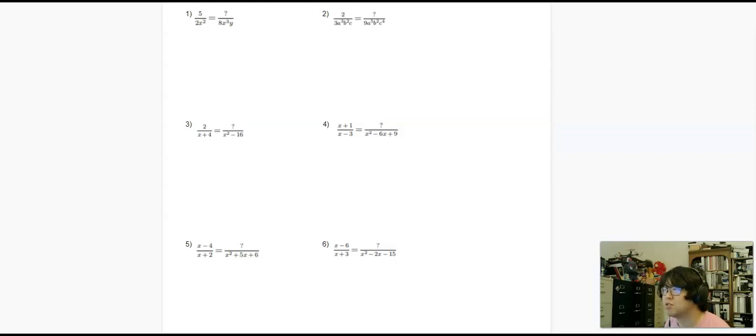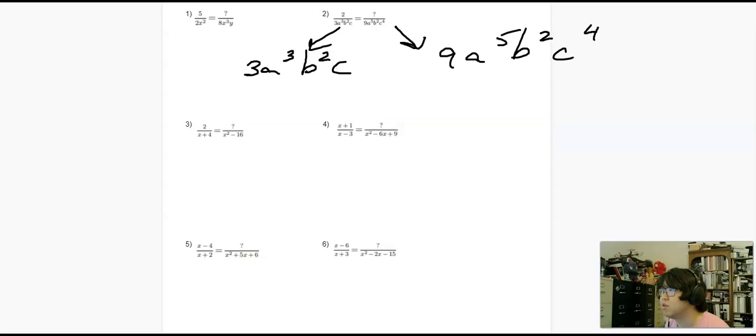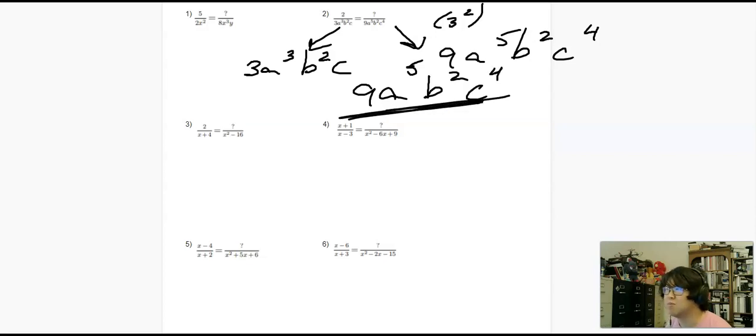So first things first, I need to find out my common multiple. Here's 3a cubed, b squared, and c. Here's 9a^5, b squared, c^4. Now, when I figure out what the factors are, 9 is actually just 3 squared. There's 2 3's in there. And then I've got 3, 2, 1, 5, 2, 4. So when I take a look at which has the higher number, I'm settling on 9, that's 3 squared. A to the 5th, because 5 is bigger than 3. B squared, they're the same, so that's okay. And c to the 4th as my common multiple. This is my common multiple.